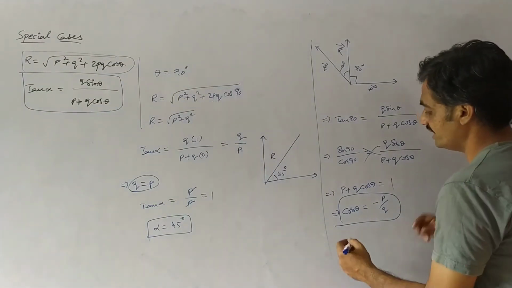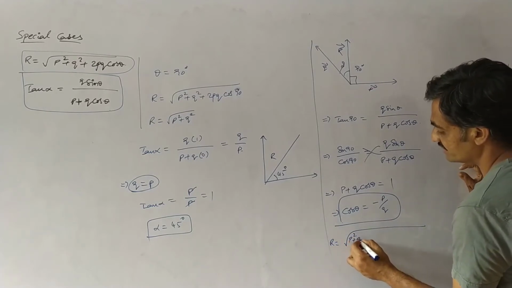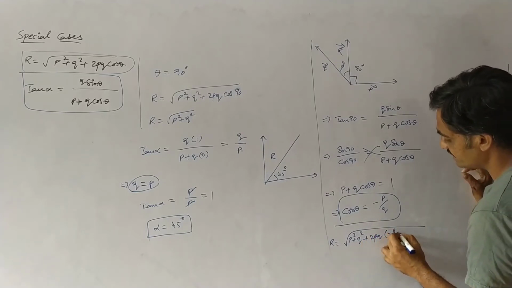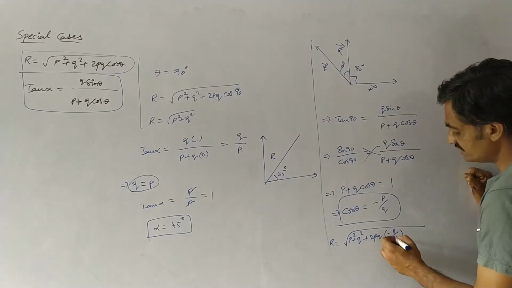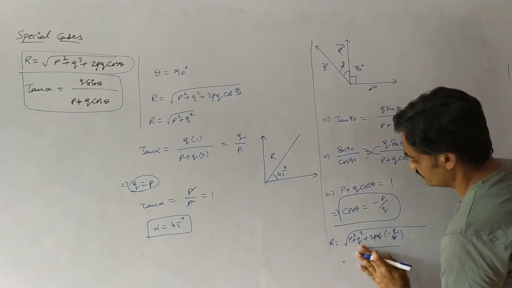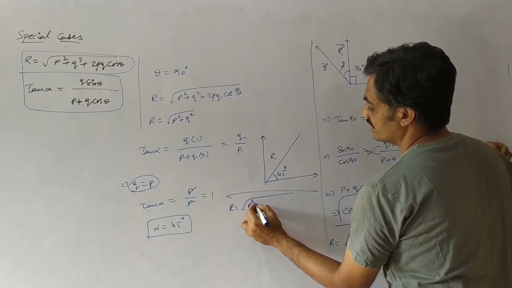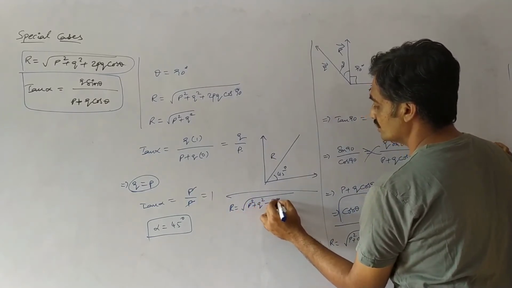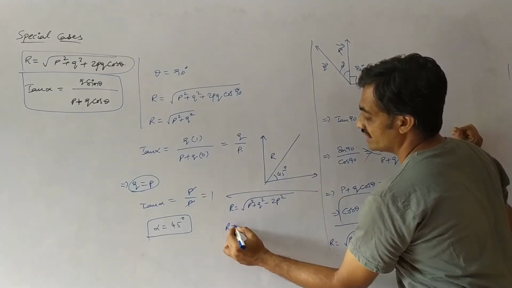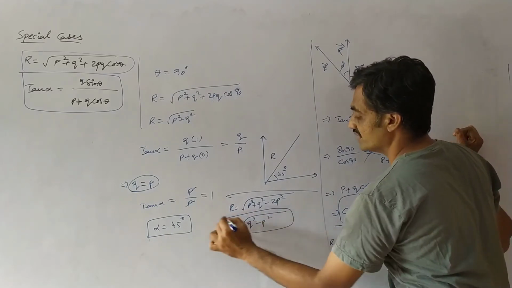In the same way, the resultant magnitude r equals under root of p square plus q square plus 2pq cos theta. The value of cos theta is minus p by q. Observe that q and q get cancelled. Then we have r equals under root of p square plus q square minus 2p square. Why? Because 2p into p by minus, we get minus 2p square. Then we have r equals under root of p square minus 2p square, which is nothing but minus p square, so we have q square minus p square.